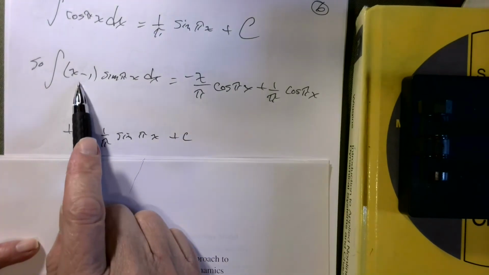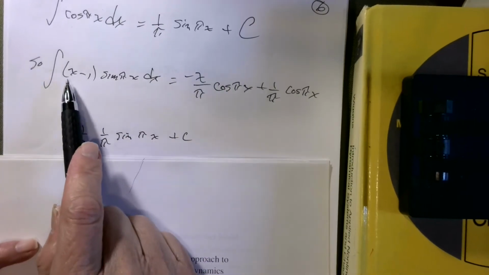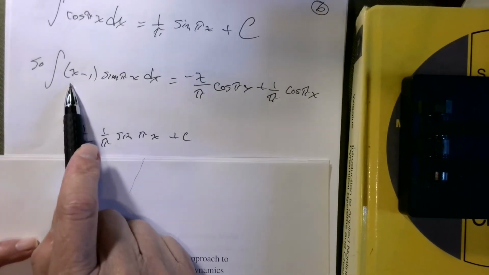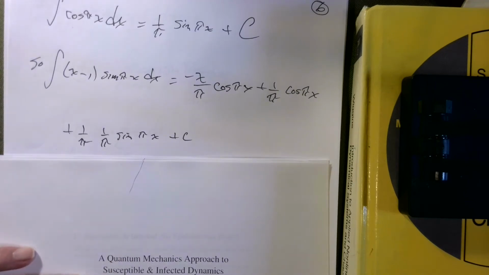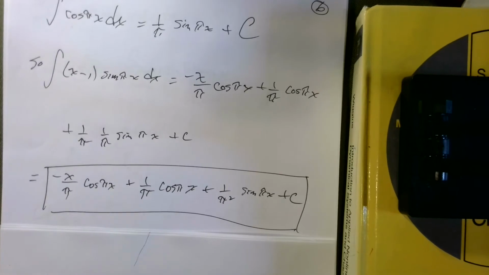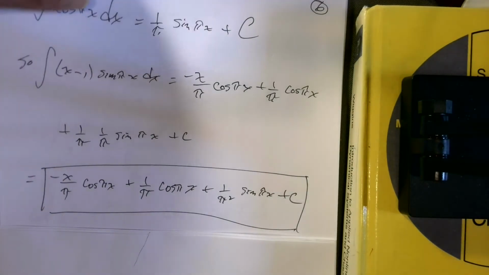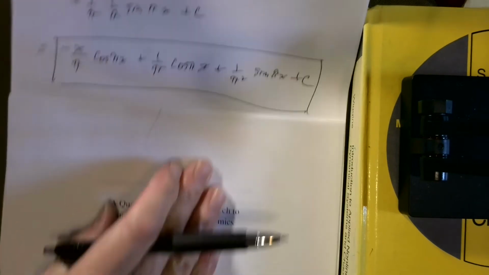Notice what happened is when you chose the other one, you got rid of the x terms. So that's the clue, is that you're trying to shift the derivative so that you get rid of the unwanted terms. And here is your final answer. And how would you check to see if this is correct? Well, what you do is obviously differentiate.